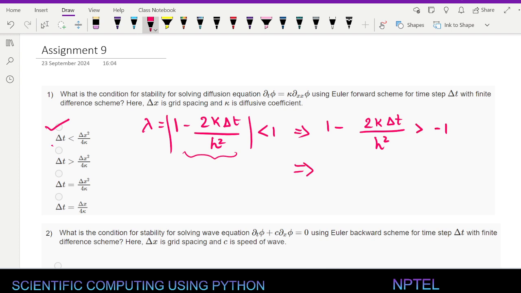As you increase this delta t, this number will become more and more negative, but we cannot let it go beyond minus 1. So it has to be greater than minus 1, which just gives us 2k delta t by h square greater than 2. That gives us delta t. I made some mistake here. It should be delta t less than h square by 4k.